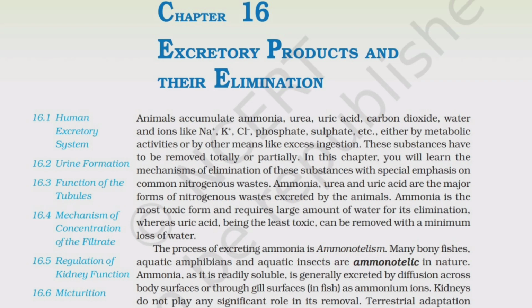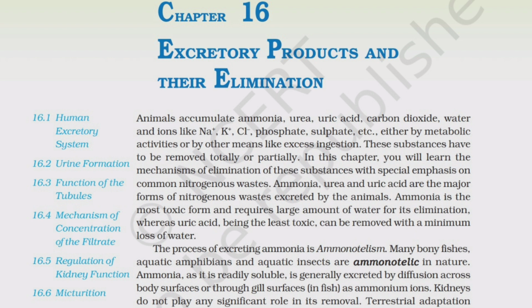Excretory products and their elimination. Animals accumulate ammonia, urea, uric acid, carbon dioxide, water, and ions like sodium, potassium, chloride, phosphate, sulfate, etc., either by metabolic activities or by other means like excess ingestion. These substances have to be removed totally or partially. In this chapter, you will learn the mechanisms of elimination of these substances with special emphasis on common nitrogenous wastes.